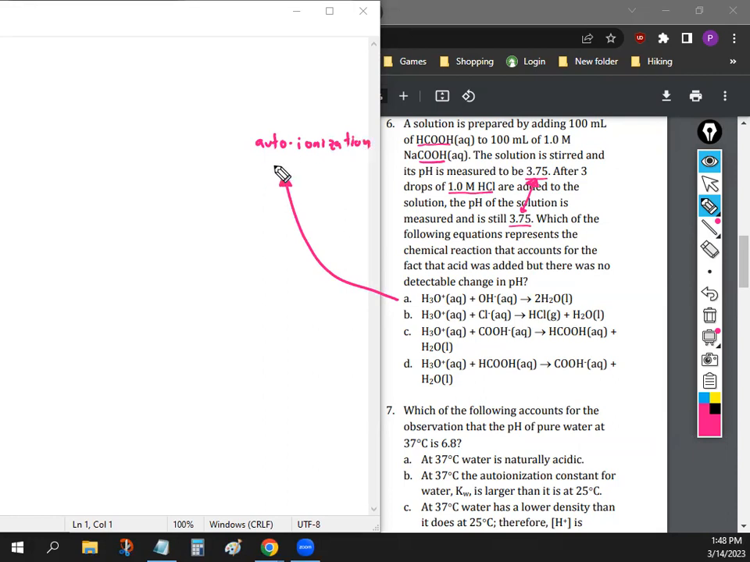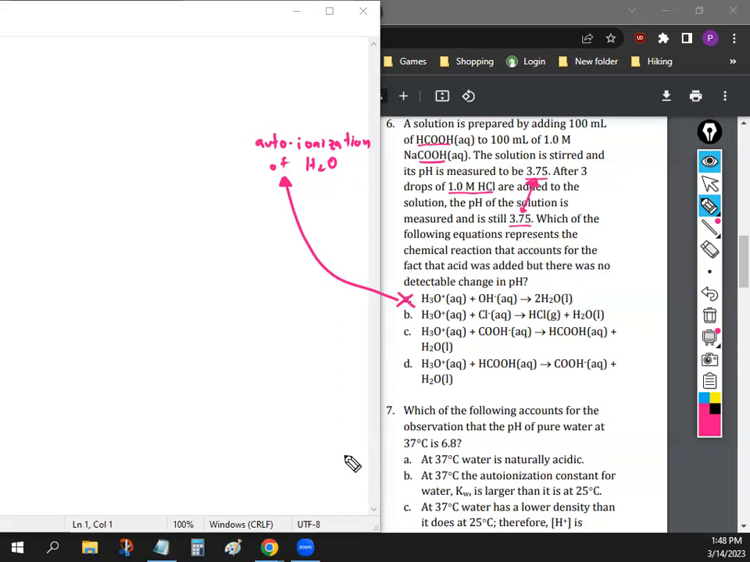Now, just knowing that this is what water does by itself, and water is neutral, we know that this isn't going to have anything to do with the pH not changing, right? Because you're adding an acid to it. Okay. Let's go to B.